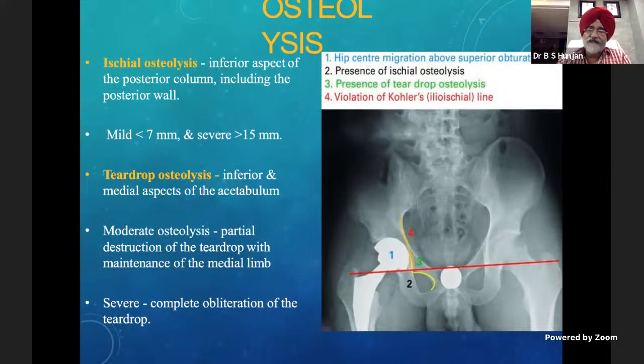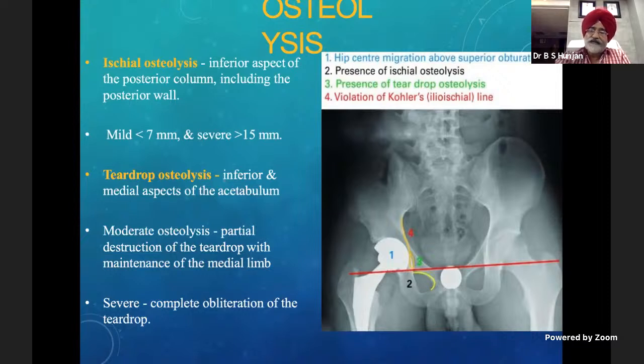And it is mild if it is less than 7 mm. It is severe if it is more than 15 mm. And about the teardrop, this number 3, you see the teardrop, and this osteolysis is the inferior and medial aspect of the acetabulum. And moderate osteolysis, there is partial destruction of the teardrop with maintenance of the medial limb. Now, if it is severe, then there is complete obliteration of the teardrop.